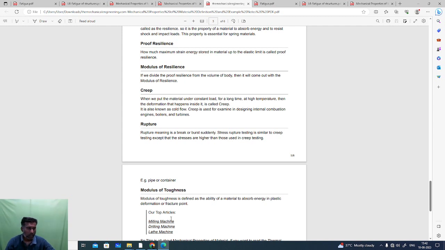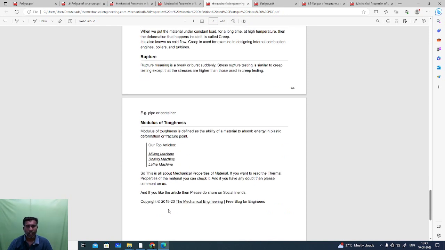What is rupture? Rupture means a break or burst, a sudden failure. Stress rupture testing is similar to creep testing except that the stresses are higher than those used in creep testing. Modulus of toughness. Toughness is defined as the ability of a material to absorb energy during plastic deformation. That is the toughness. There are three categories for toughness: milling machines, drilling machine, lathe machines.